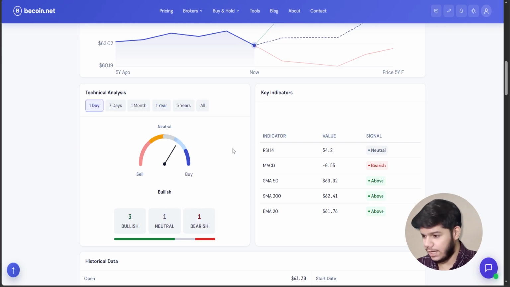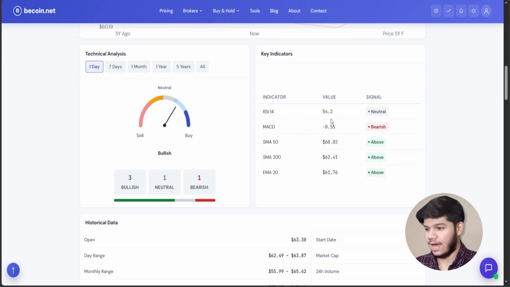Now let's check on 1 day. Here you can see the RSI is currently in the 54 range, which means it's neutral. The MACD is 0.55 bearish, but it's not too bearish, a medium-level bearish. It's just the start of the bearish section. The simple moving average 50 is above. The simple moving average 200 is above as well. The exponential moving average 20 is above as well.